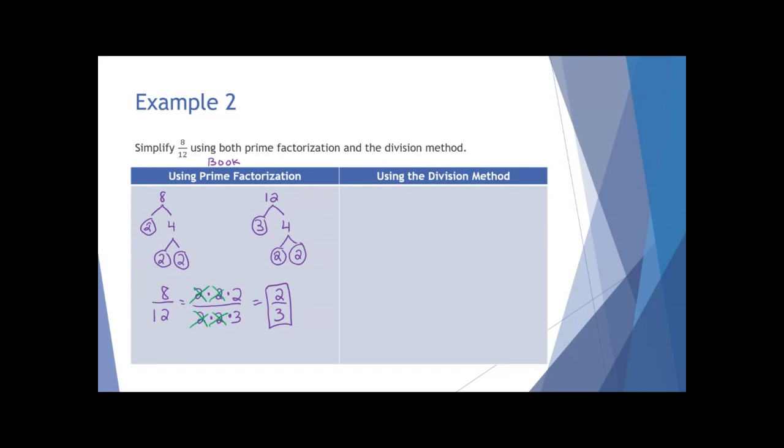There's also the division method. I use both methods depending on just how I'm feeling. The division method is just saying, what number can I divide from each thing? So what number goes into both 8 and 12? 4. 2 or 4, exactly. It doesn't matter which one we pick. I like to pick the bigger one because it's faster. So I can divide the top by 4 and the bottom by 4. And I'm basically dividing it by 1.